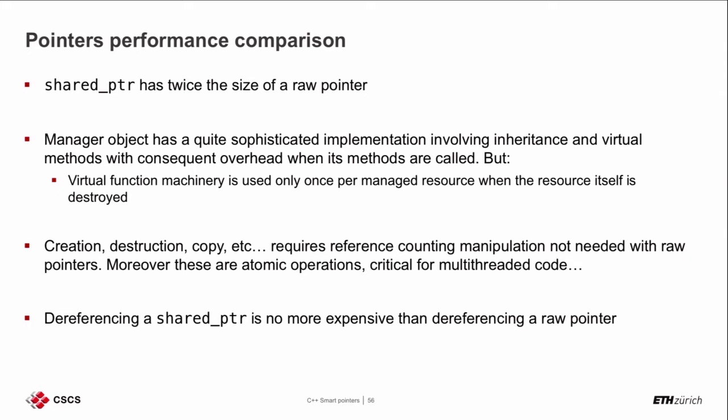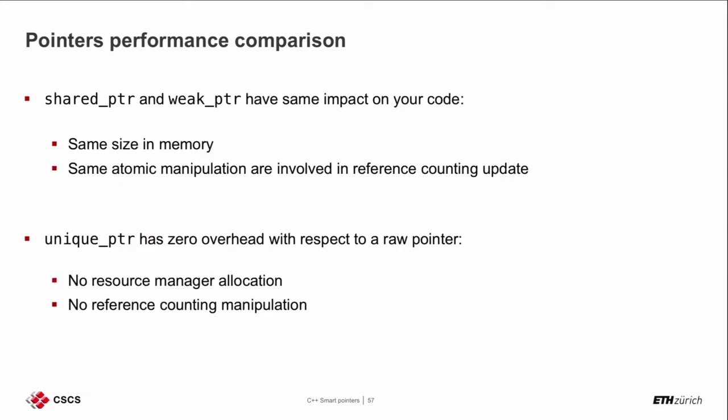By dereferencing a shared pointer, the access of the pointed memory location has the same cost as the dereferencing of a raw pointer. Then talking about the comparison between shared pointer and weak pointer, they have the same impact in terms of size and performance in your code, because they have the same size in memory and also the same atomic operation in terms of number of weak and number of shared pointers update, so it is exactly the same.